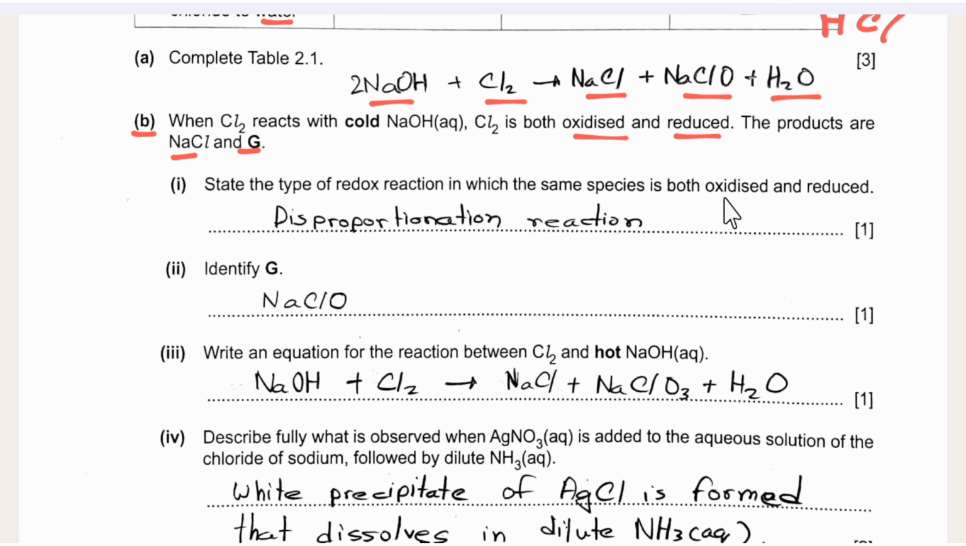So the same species is both oxidized and reduced in a disproportionation reaction. Then identify G. After writing the equation, we get G as NaClO. Write an equation for the reaction of chlorine with hot sodium hydroxide. Chlorine reacts with hot sodium hydroxide to form NaCl, NaClO3 plus H2O. If we balance it, there would be 6 NaOH, 3 chlorine, 5 NaCl and 3 moles of water.